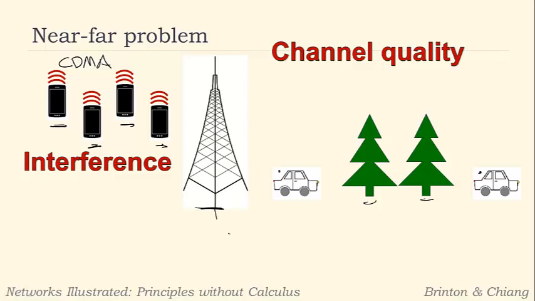The distance, as well as objects in the path that obstruct the channel, lead to different levels of channel quality. And this one is going to have a degraded channel quality relative to the other. This is known as the near-far problem: we have different levels of channel quality depending upon how far we are from the base station.